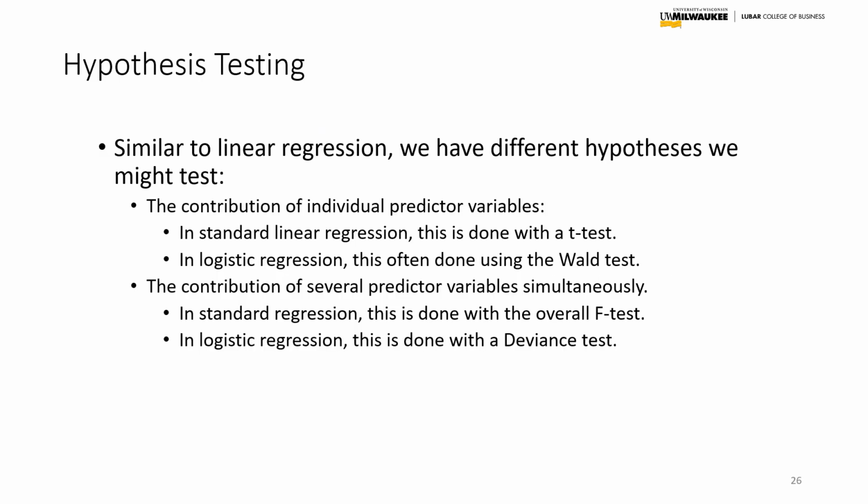Like in regression, we can perform hypothesis testing on the coefficients. For example, for the individual x variables in standard regression, we use the t-test. In logistic regression, we use something called the Wald test or the likelihood test, as you'll see in the output. For testing several predictor variables simultaneously in regression, we use the overall F test. In logistic regression, we use something called the deviance test.